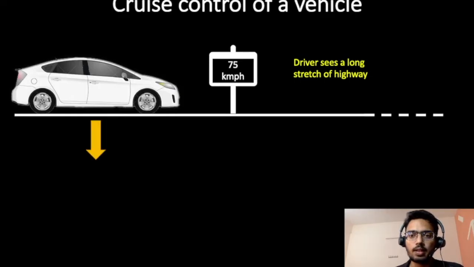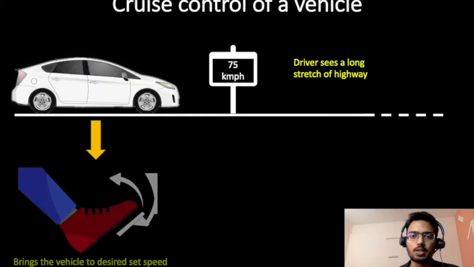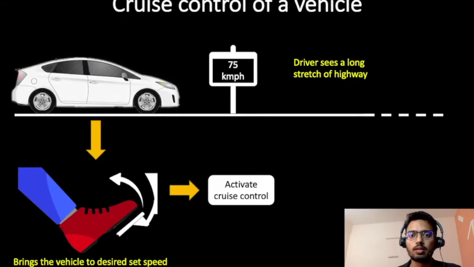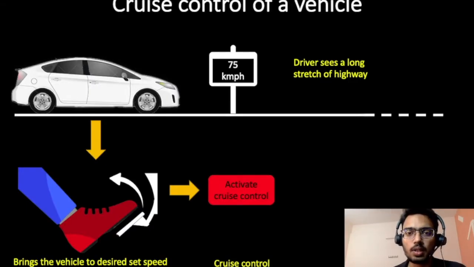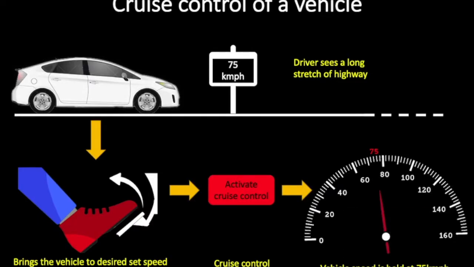When the driver sees that there is a highway and he wants to maintain the speed of the car constant, then the driver would simply bring the vehicle to that particular speed, which is 75 km per hour here, and then lift his or her foot from the accelerator pedal. After that, the driver activates the cruise control system and the vehicle would maintain its speed at the set point, which is 75 km per hour here. This is essentially how the cruise control of a car works.